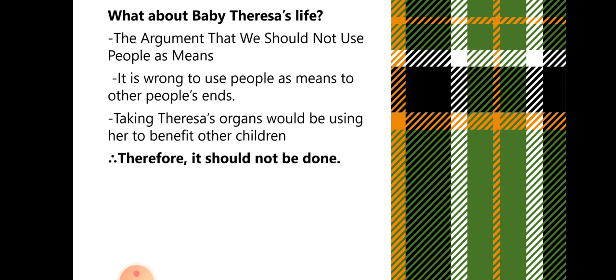Now, the question again for some ethicists, the argument is that we should not use people as means. It is wrong to use people as means to other people's ends. Taking Teresa's organs would be using her to benefit other children. Therefore, it should not be done. So, for some ethicists, extending another baby's life because of the donation of some organs of baby Teresa does not make good sense at all. So they even debated that it is wrong to use people as means to other people's ends. So technically, it's correct.